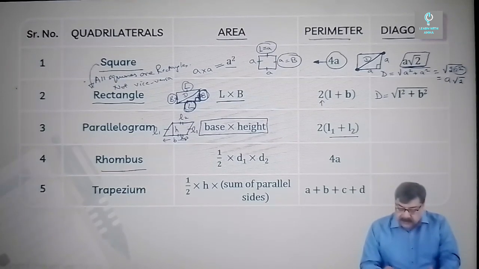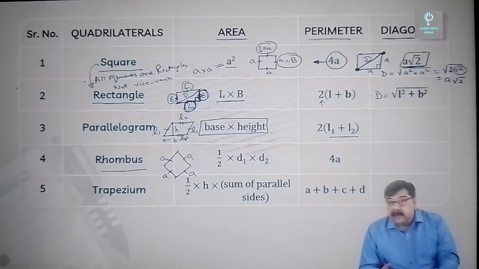For a rhombus, we know that all the four sides are equal. And one more thing: every square is a rhombus, but every rhombus is not a square.